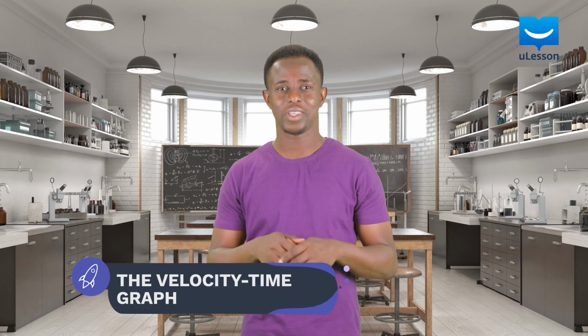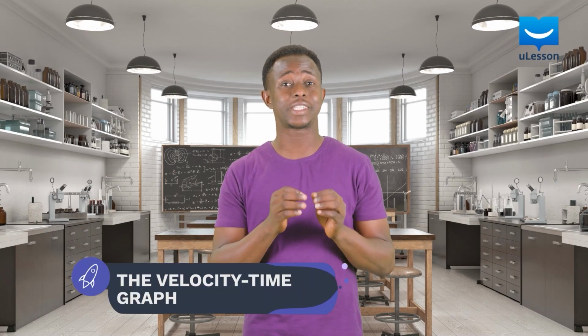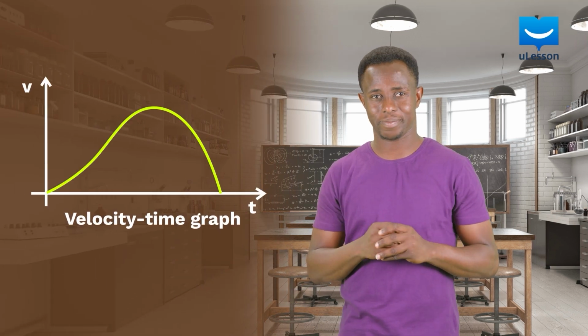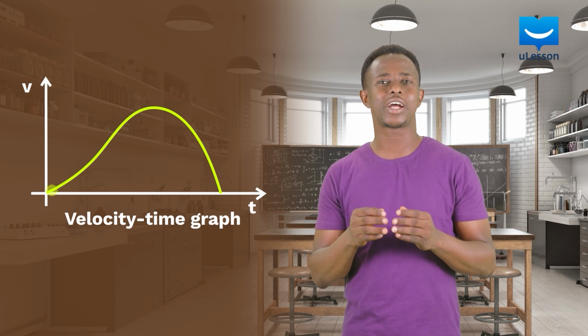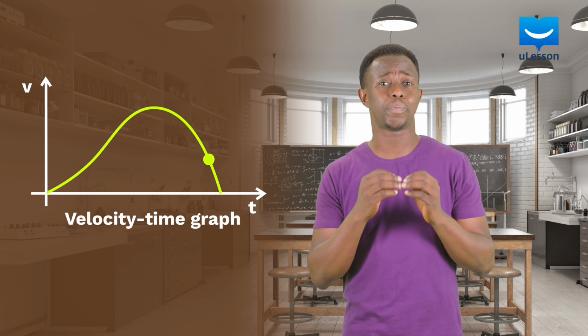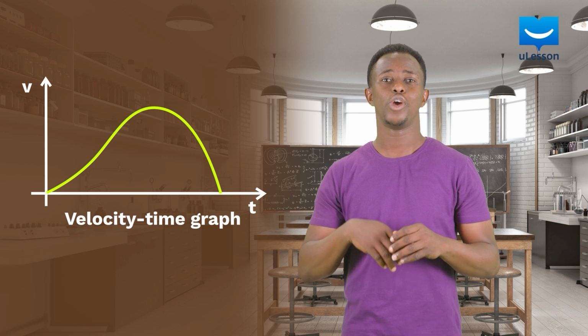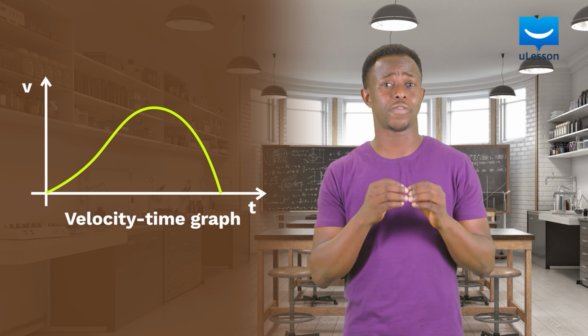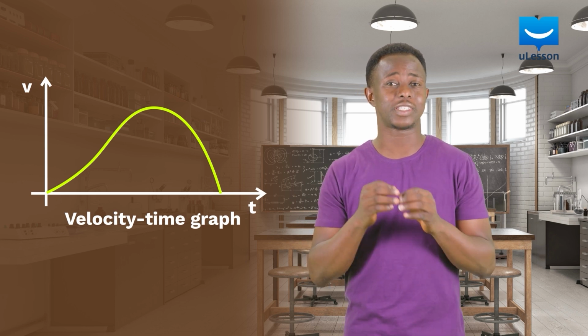Welcome back. We had previously reviewed some basic concepts in motion. In this lesson, we will talk about the velocity time graph. We can track the motion of an object at certain time intervals along the path of its motion. We can also represent the motion of the object using the velocity time graph.